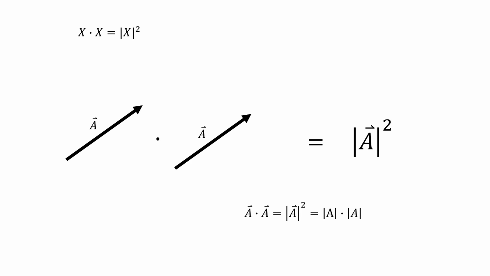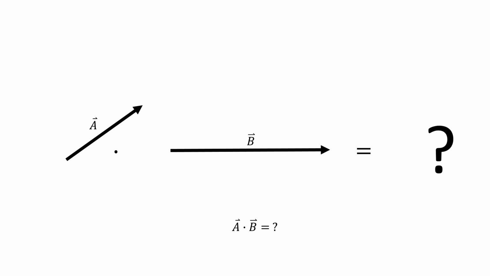This would be the same as simply multiplying the magnitude of the vector with itself, and as such, the answer we get back is, in fact, a scalar, not a vector. This operation is called dot product or scalar product. This operation can be extended to any two vectors.